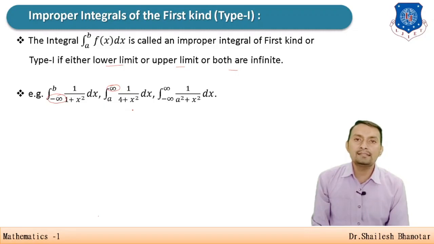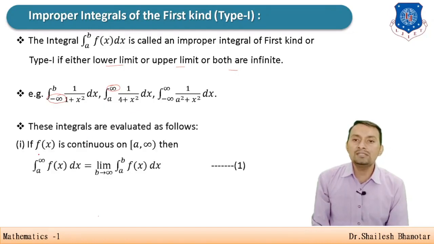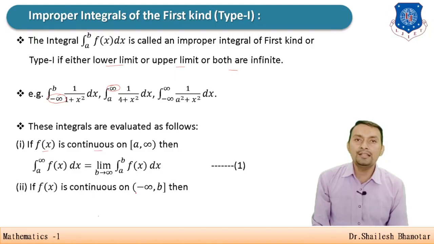But now the question arises: how can we solve these kinds of improper integrals? In that case you have to assume that if f of x is continuous on a to infinity, then the integral a to infinity f of x dx can be solved by replacing infinity by b, and then taking the limit as b tends to infinity. So ultimately you will get the limit as b tends to infinity of the integral a to b f of x dx. Similarly, if f of x is continuous on minus infinity to b, then we replace minus infinity by a new constant a, and then take the limit as a tends to minus infinity.